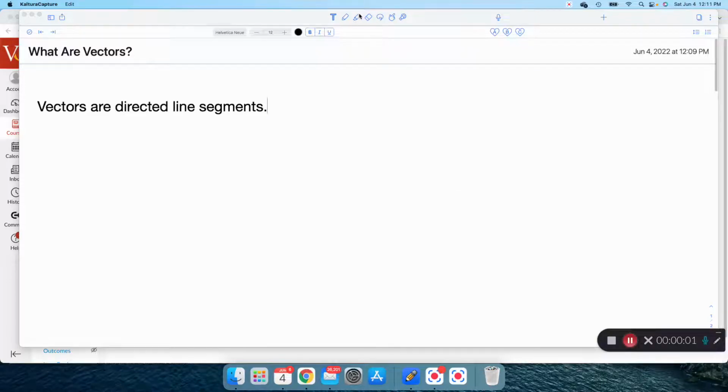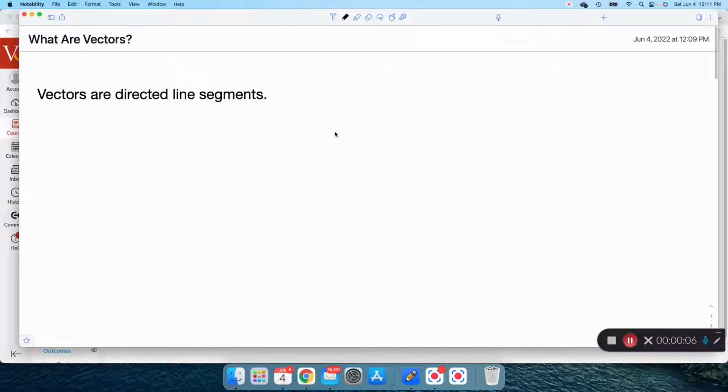So what are vectors? Vectors are directed line segments. You know what a line segment is. It's a little chunk of a line. Like this might be a line segment. Vectors are directed line segments. They have what we call an initial point, our starting point, and a terminal point or an ending point.